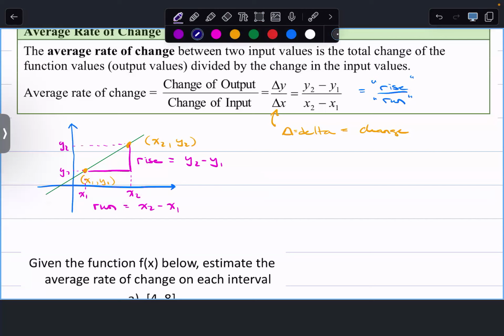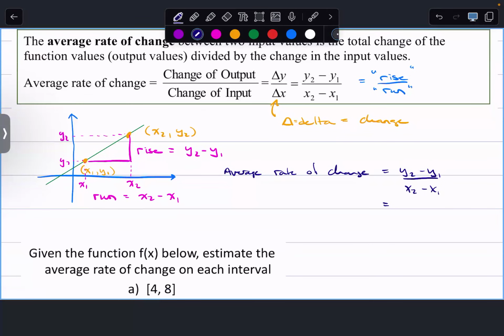So then the average rate of change is y2 minus y1 over x2 minus x1. I shouldn't have done that yet. I'll put it here. It is the rise over run. I skipped straight to the equation, but it is rise over run, and if you take the rise over the run, then you get y2 minus y1 over x2 minus x1.